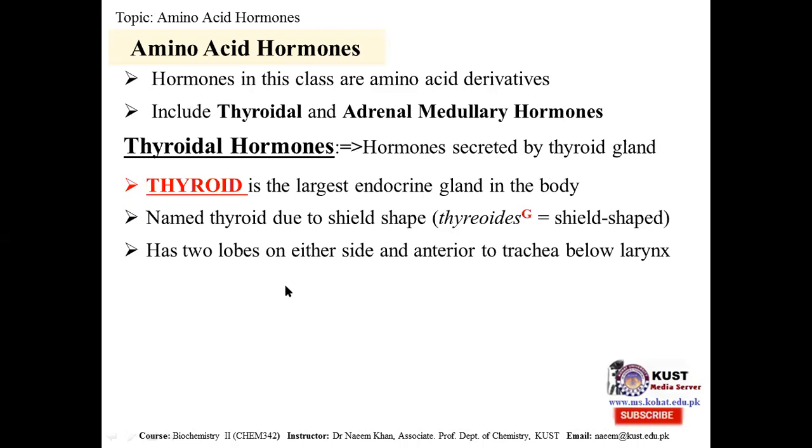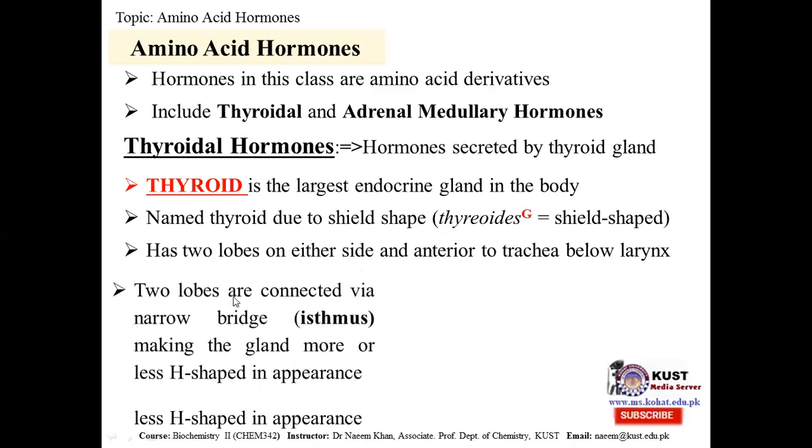Actually, the thyroid has two lobes on either side, anterior to the trachea and below the larynx. It is located below the larynx and on the anterior side of the trachea. One lobe is on one side and the other lobe of the thyroid gland is on the other side. The two lobes are connected through a bridge called the isthmus, and that gives the gland its shape.